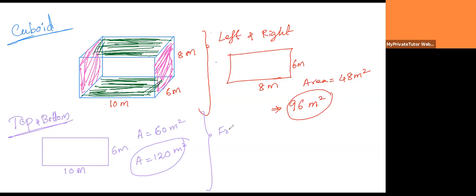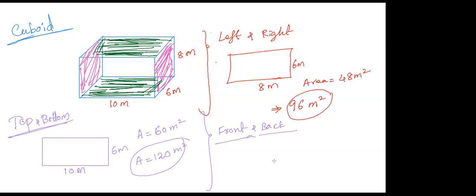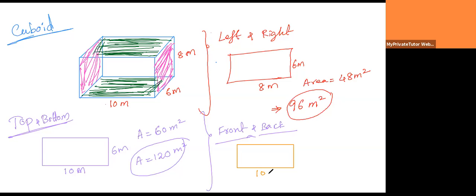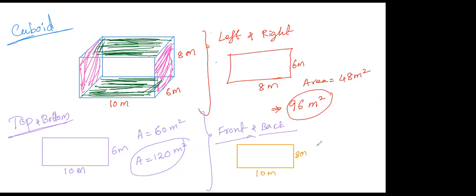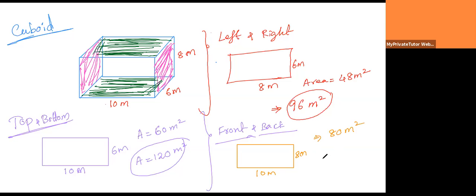So what are the dimensions of the front and back rectangle? 10 and 8. Excellent. So 10 meters and 8 meters, which is 80 meters square. So totally 160 meters square.